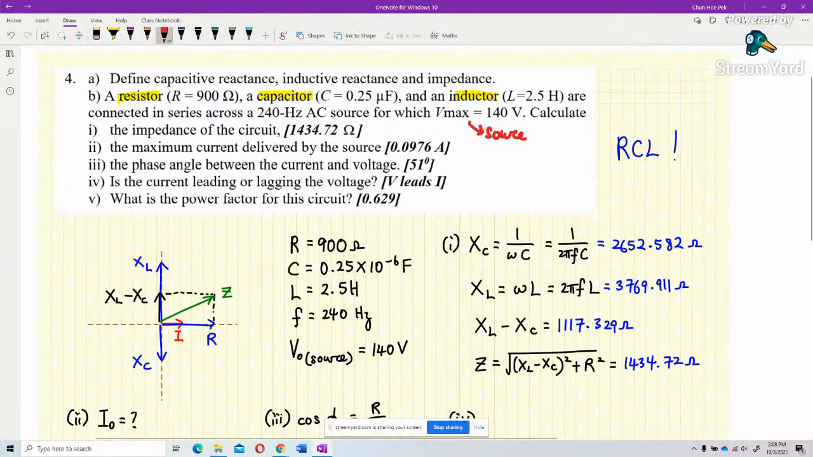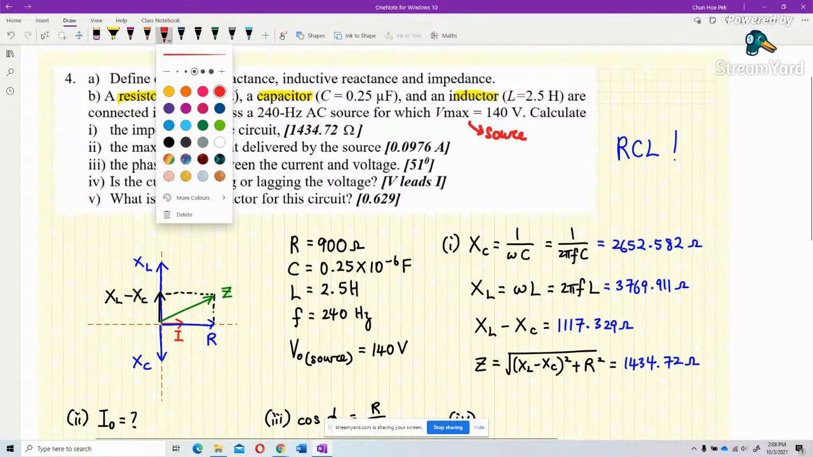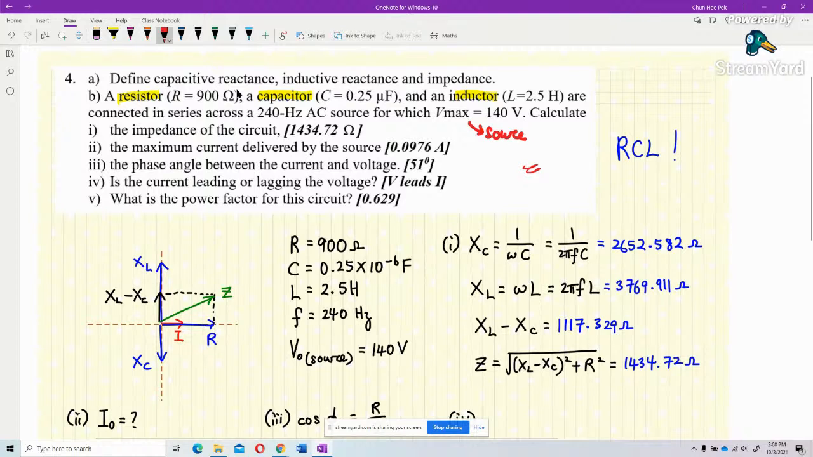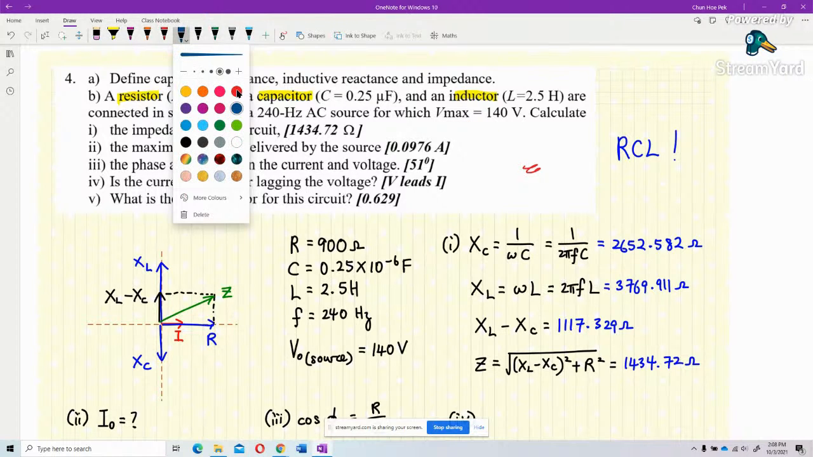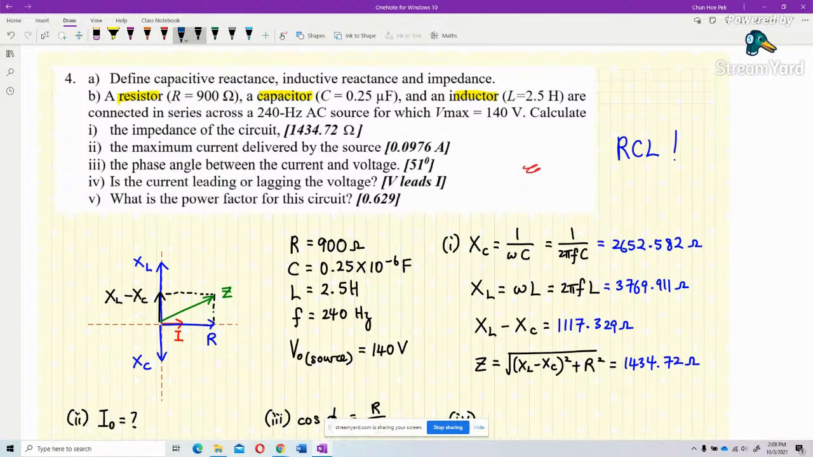Maybe I want to adjust the thickness of the pen, because just now it's too thick. Just hold on a second, please. Okay, now that's better. So we have here the source voltage, Vmax. Okay, so find the impedance.